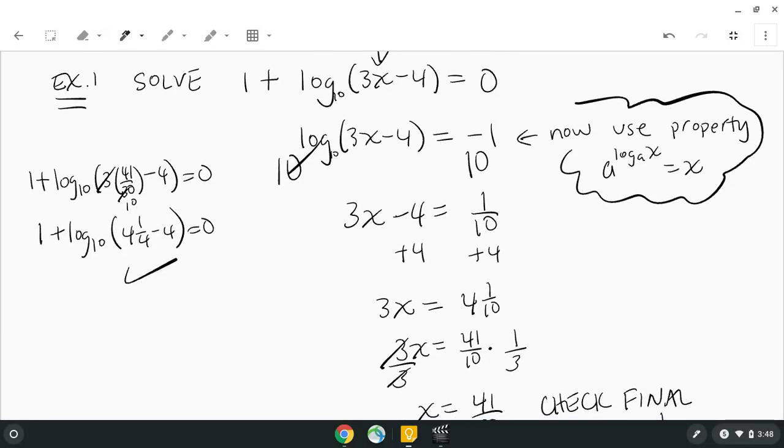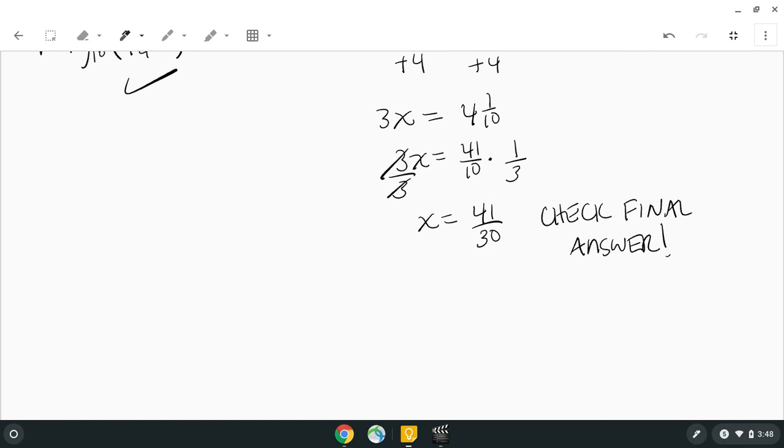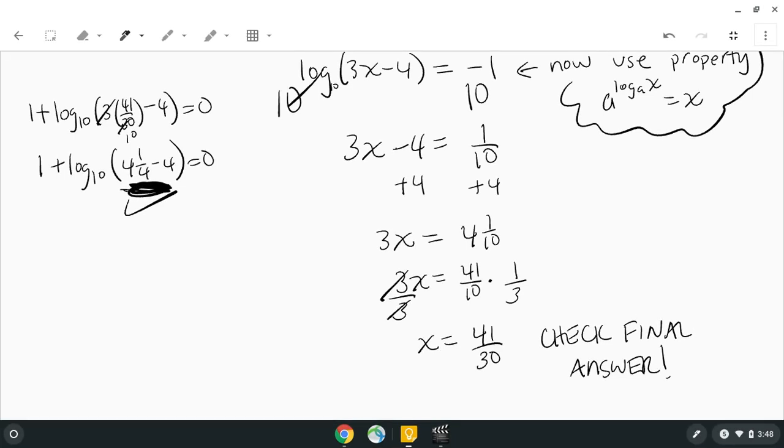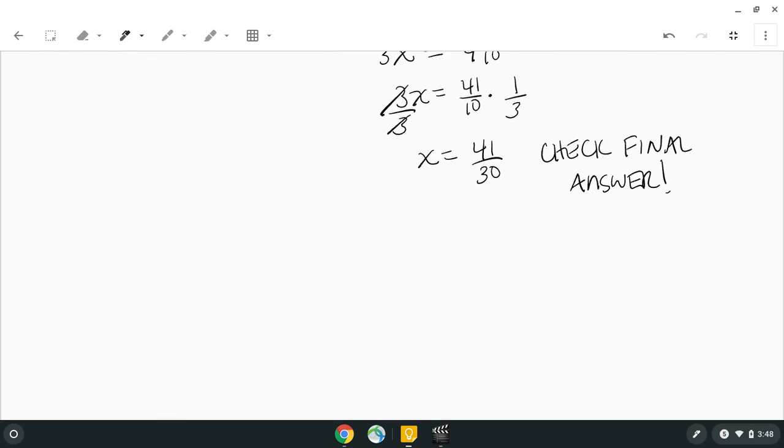Now, if you end up with 0 inside the log, or a negative, when you plug your answer in, then you have to cross it out and say no solution.